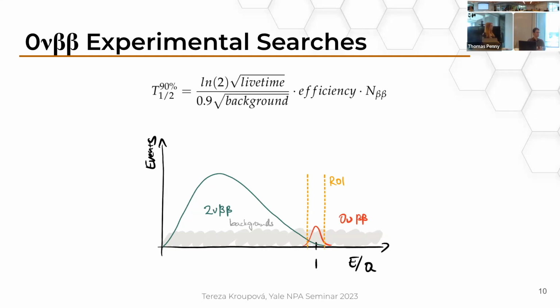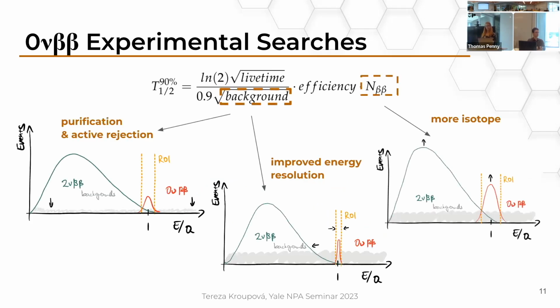Normally you will have something like this with the background, with your ROI, and with your irreducible 2 neutrino double beta. So you can go in various directions in terms of how you improve on it. You can mainly focus on those two things because lifetime is usually comparable between the experiments, and so is efficiency.